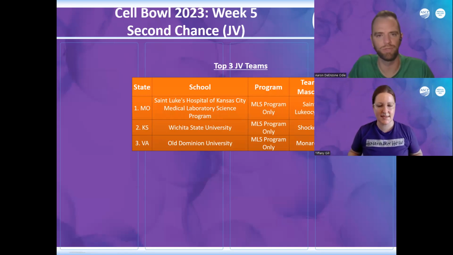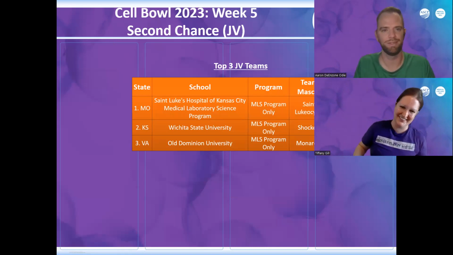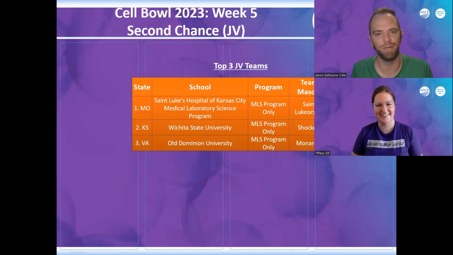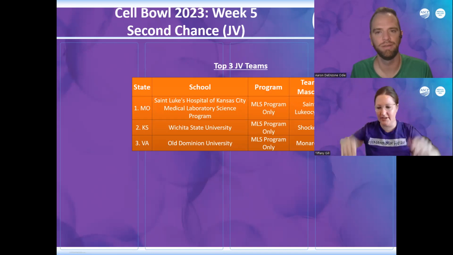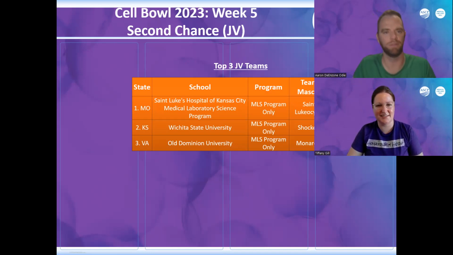Number two in Kansas, Wichita State University MLS program. The Shockers shocking up the field at 54.26. It's electric. And then number three, rounding out our JV that's moving on, is Old Dominion, the MLS Monarchs, at 56.56. These are the junior varsity teams that are going to be facing off in our first ever Second Chance Showdown.